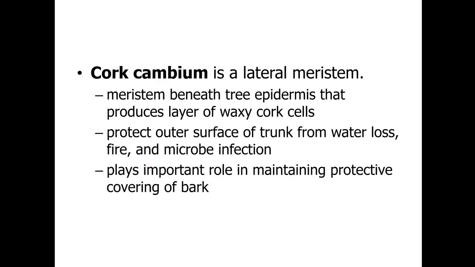You have what's referred to as cork cambium. This is going to be part of the lateral meristem. This is meristem beneath the tree's epidermis that can produce layers of waxy cork cells. It's going to be there to help protect the outer surface of the trunk from water loss, fire, and microbe infection. It's also going to play an important role in maintaining the protective covering of the bark.